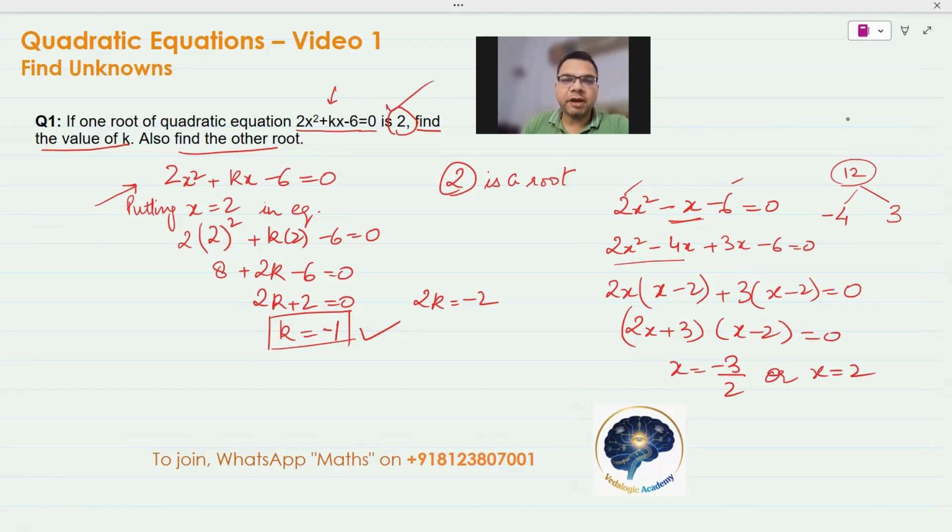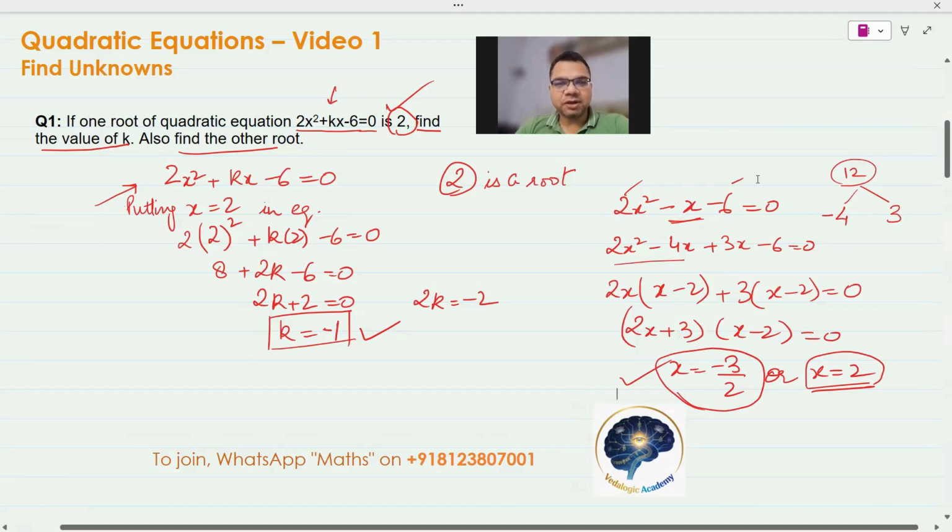So since we already have 2 as one of the roots available, we are already aware of this. We were not aware of x equals to minus 3 by 2, which we found out now. So there were two things which we had to find out in this equation. In this question, we have to find out the value of k and the other root. So we have found out both the things. Hope you understood. Okay. I'll go to next question now.